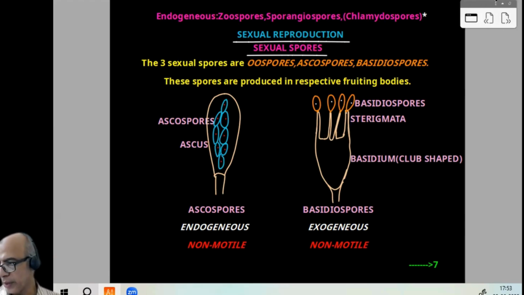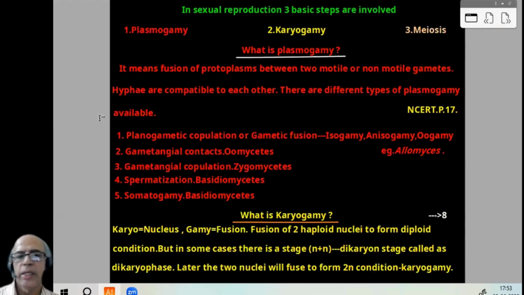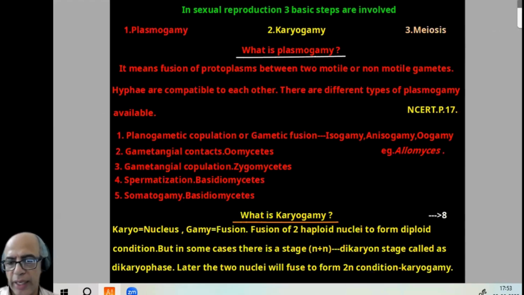Then sexual reproduction: there will be 3 basic events, plasmogamy, karyogamy, as well as meiosis. Plasmogamy means fusion of protoplasm between 2 motile or non-motile gametes. This is the NCERT given definition. Different types will be there, like planogametic copulation or gametic fusion, gametangial contact, gametangial copulation, spermatization, and somatogamy.